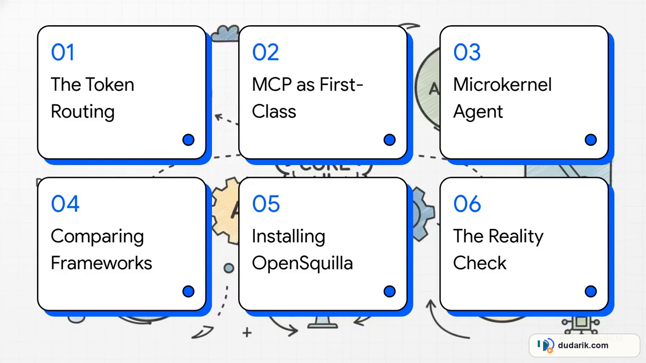1. The token routing solution. 2. MCP as a first-class protocol. 3. Microkernel agent architecture. 4. Comparing agent frameworks. 5. Installing OpenSquilla. And finally, 6. The reality check.